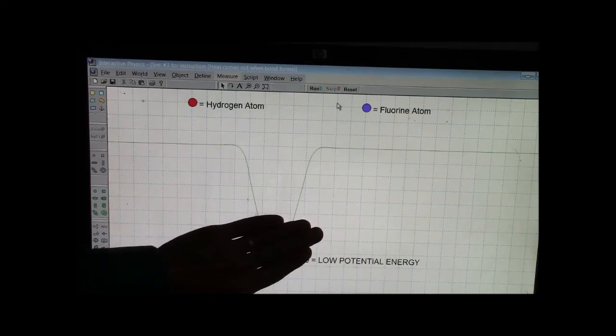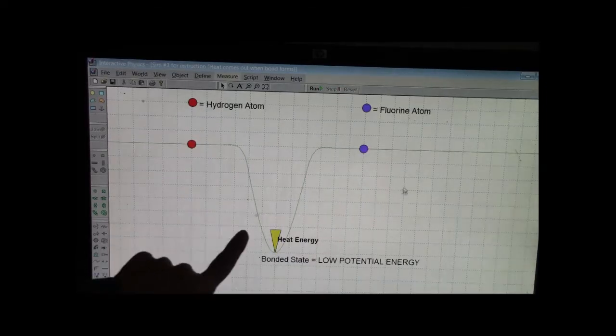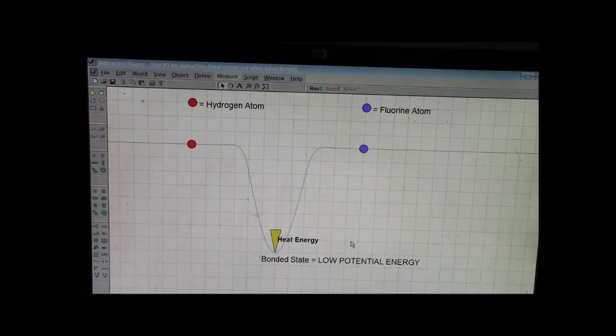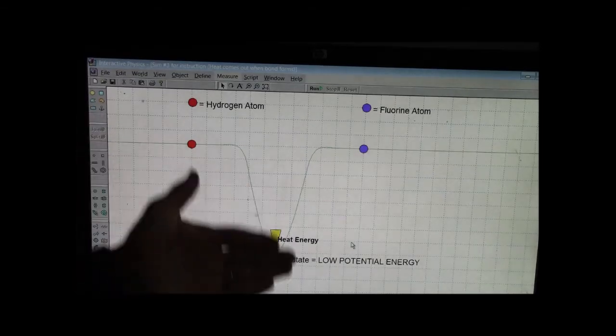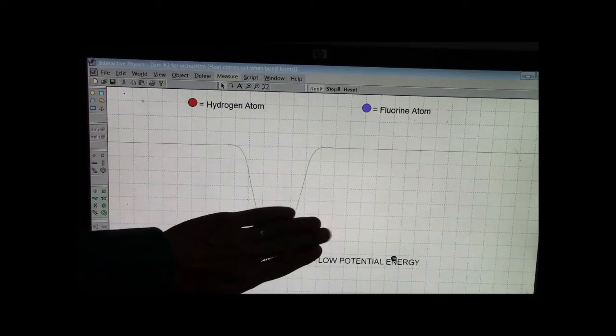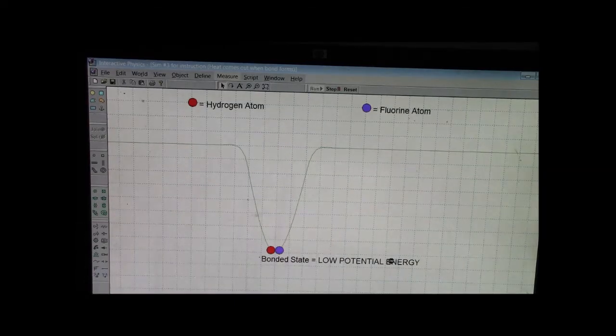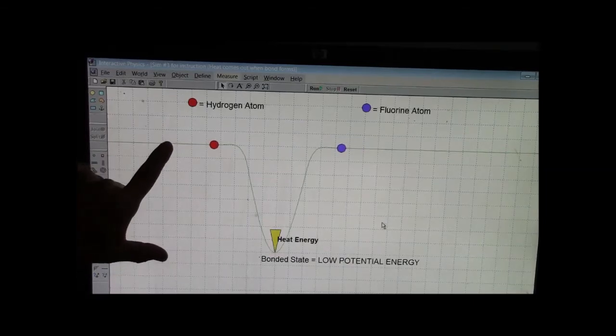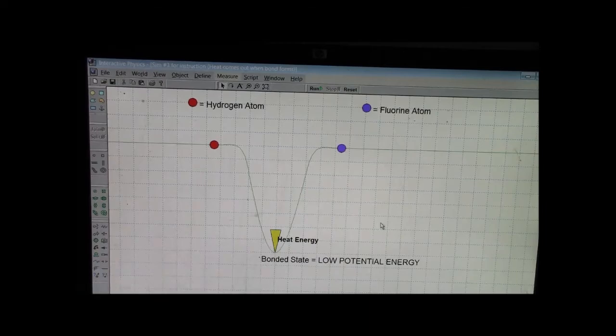So this bonding event is how heat is produced in chemical reactions. The formation of chemical bonds makes heat. Although this may look like the creation of energy, it isn't creating any energy. It's simply transferring potential energy into heat.